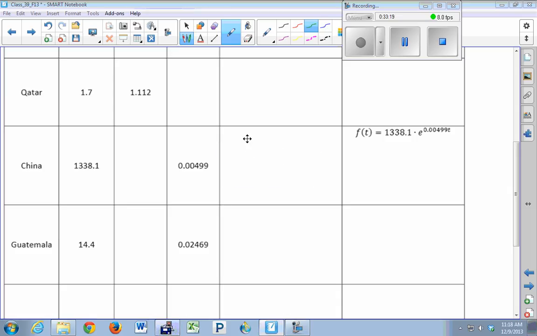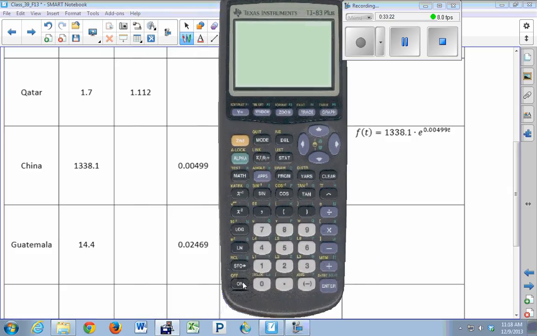So let's get our calculators out. And we just say E to the K. So let's quit this all and clear everything. So we say E raised to the 0.00499. And there's my annual growth rate: 1.005002471. So China's growth rate, if you ignore the 1 and you move the decimal point 2 places to the right, is 0.5% a year.